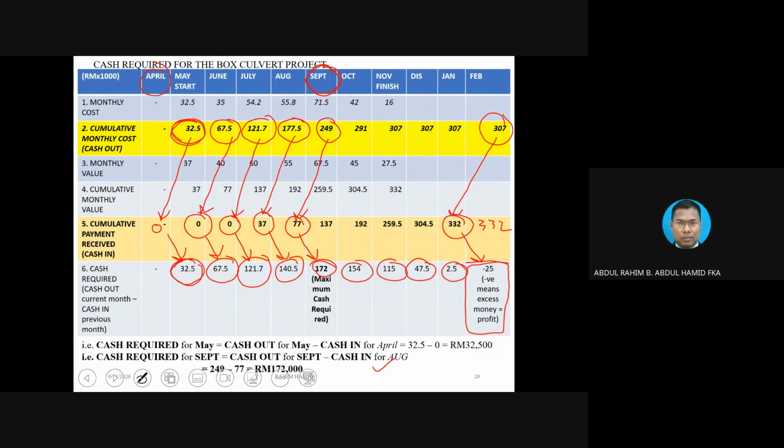Normally, we are going to ask what? Total cost of the project. Here, this is the total cost of the project. We can ask about what is the total value of the project. This is the total value of the project.